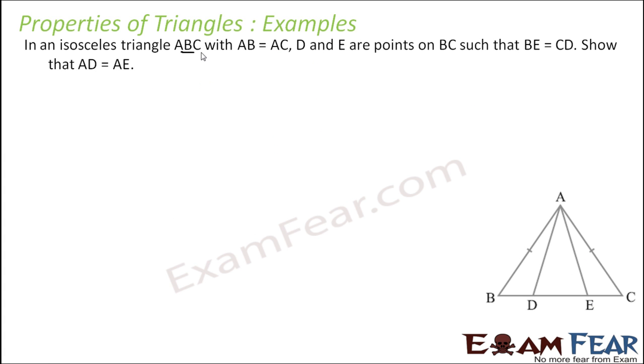In an isosceles triangle ABC, where AB is equal to AC given, these two sides are equal, that means these two angles are also equal. Just notes. Whatever we understand, we can just write it here. D and E are points on BC such that BE is equal to CD. Both have DE common, I can say that BD is also equal to EC. I can say that, but I don't know if that is required. So we have to show that AD is equal to AE. So we have to prove that these are equal.